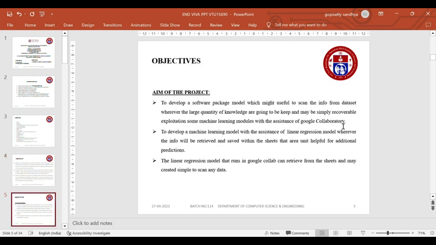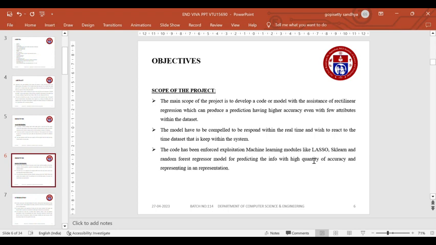Coming to the aim of the project: to develop a software package model that might be useful to scan the information from the data set, wherever a large quantity of knowledge is going to be kept and can be easily recoverable, using some machine learning models with the assistance of Google Colaboratory. And to develop a machine learning model with the assistance of a linear regression model, wherever the data will be retrieved and saved in sheets, which are helpful for further prediction. The linear regression model runs in Google Colab and retrieves from the sheets, which makes it simpler to scan any data. Here I am developing the code in Google Colaboratory, and I'm showing the graphical modes and the training and testing of the model.